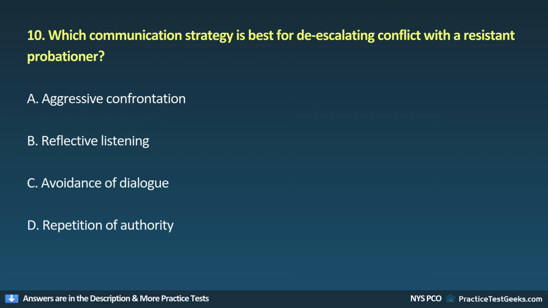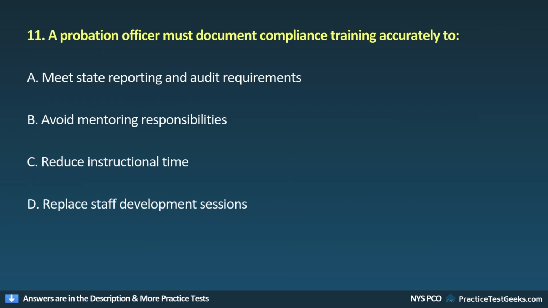10. Which communication strategy is best for de-escalating conflict with a resistant probationer? A. Aggressive confrontation. B. Reflective listening. C. Avoidance of dialogue. D. Repetition of authority.